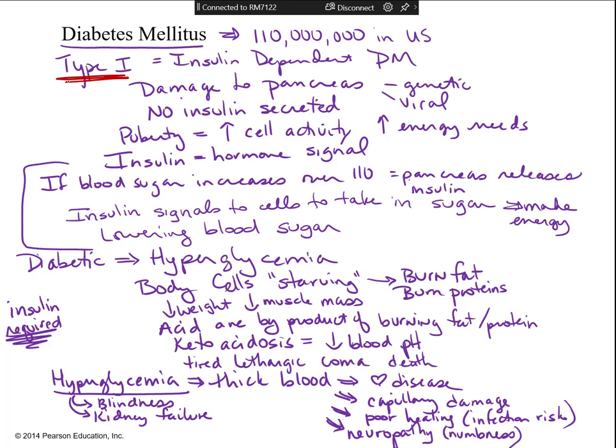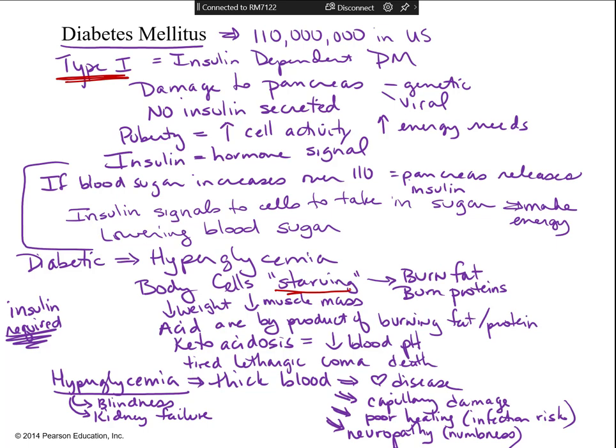When you go through puberty, that increases cell activity. So if cells are going to be very active, what are they going to need? Energy, right? So if you don't have insulin, this is typically when type 1 diabetes shows up, because that energy demand cannot be matched. The blood sugar in the blood doesn't get into the cells. So the cells say, we think we're starving.